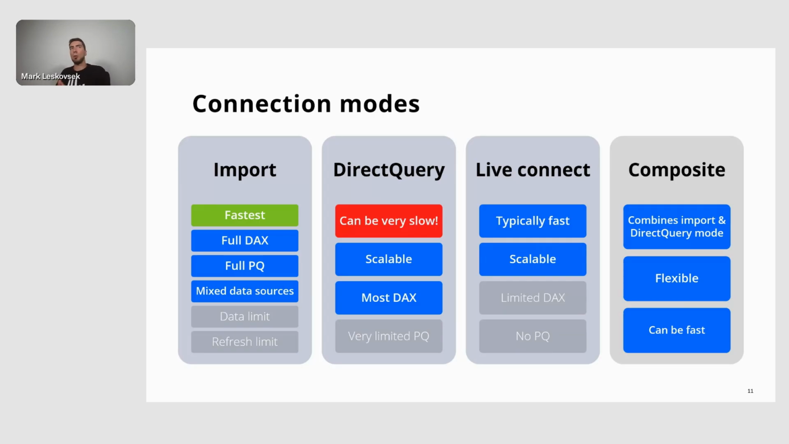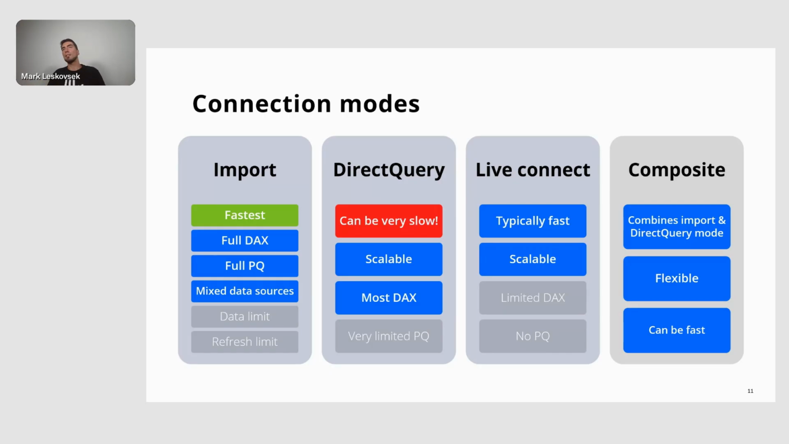And those can actually combine different types, like import and direct query, or even direct query and direct lake, right? So the data lakes and so on are getting really popular these days. And you can make it really fast. It's really a flexible connection type.